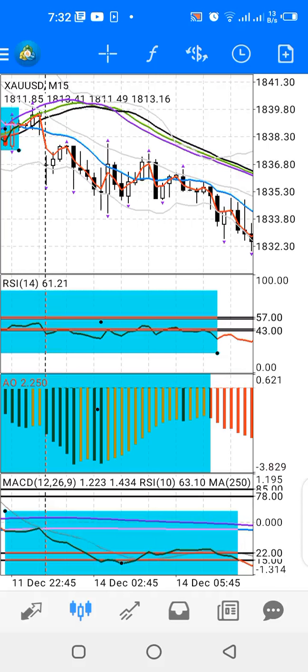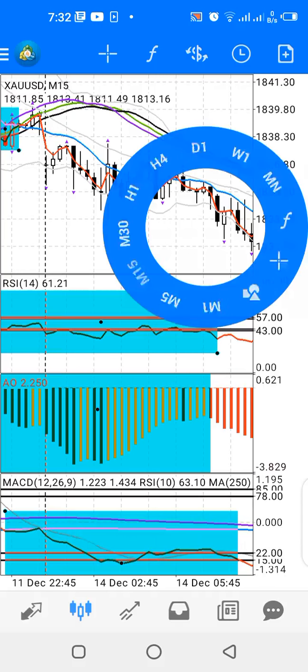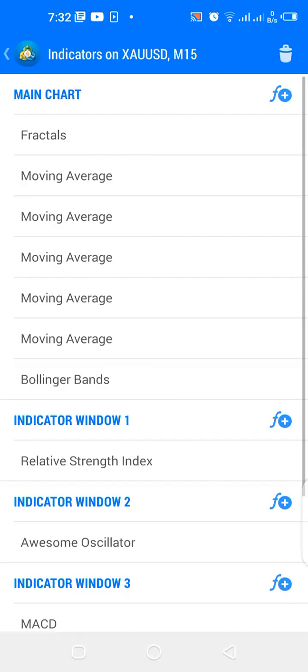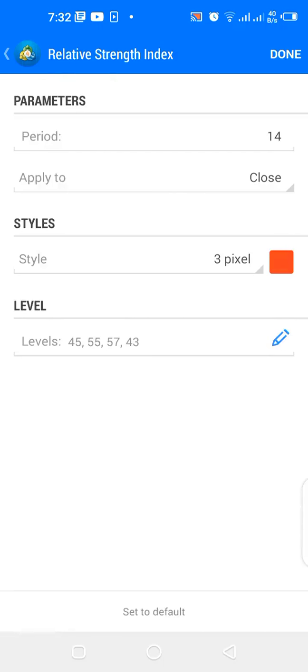Let's look at indicator window 1. Let's look at the settings. We have RSI, 14 period, applied to close, color is red. Let's look at the levels.